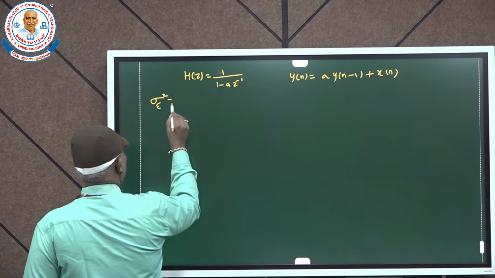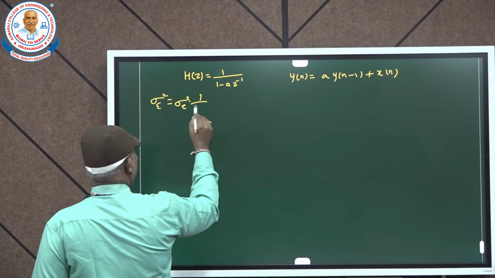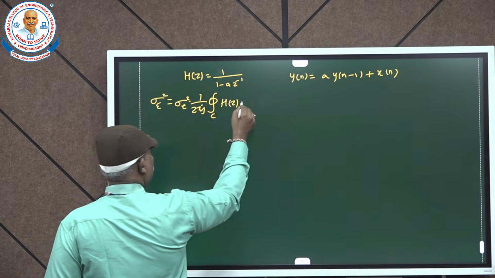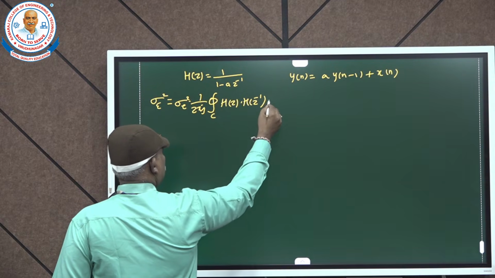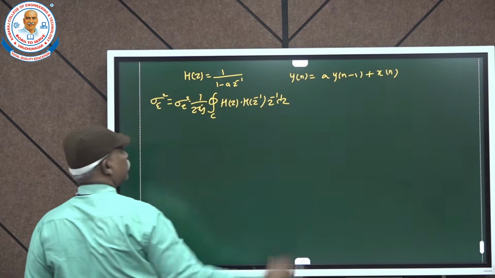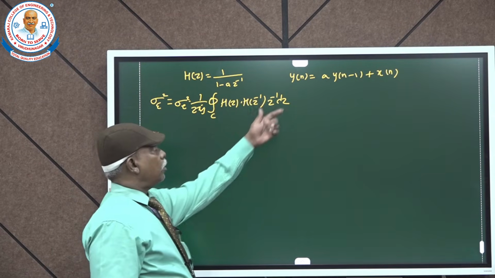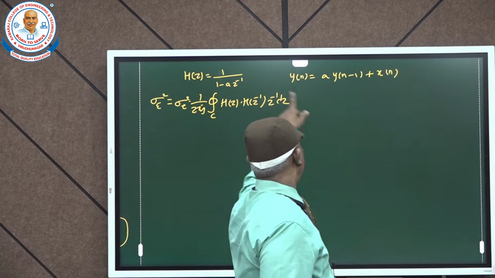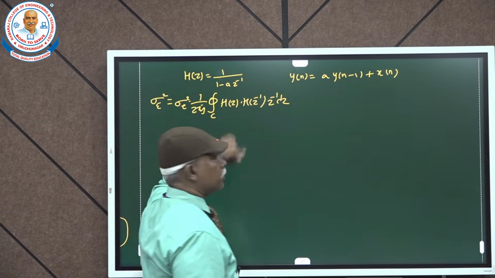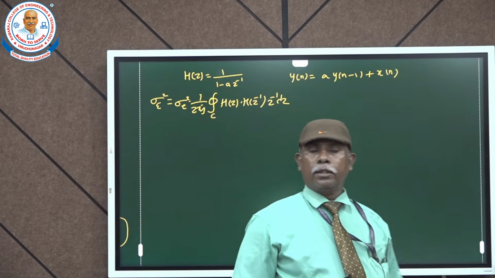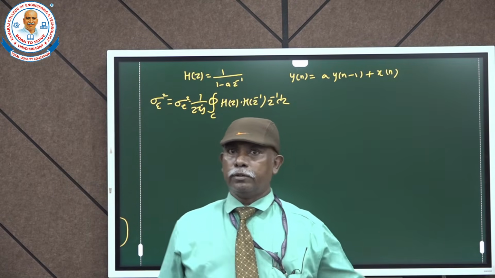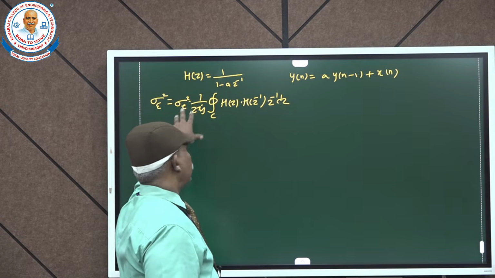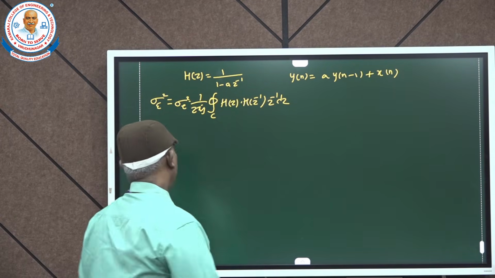The frequency domain method formula is sigma epsilon square is equal to sigma e square 1 by 2 pi j integration over the closed contour C, h of z into h of z inverse into z inverse into dz, okay. The problem is the same, y of n is equal to a into y of n minus 1 plus x of n. By taking the z transform, you get h of z is equal to 1 by 1 minus a z inverse. Now, I want to substitute this into this residue theorem.